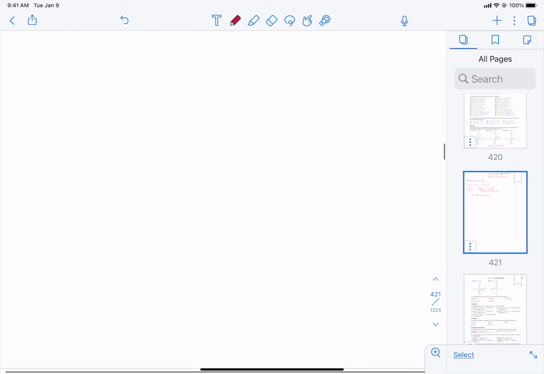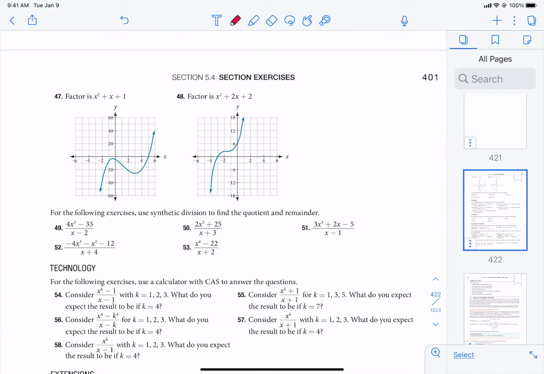So that's 45. 47, I want you to try on your own. And then 49 and 51 are the last problems. Let's talk about those. All they want you to do is to do long division. It looks like a fraction because it's set up like it's the top divided by the bottom. They just want you to do synthetic division. So that's your 5-4 homework.